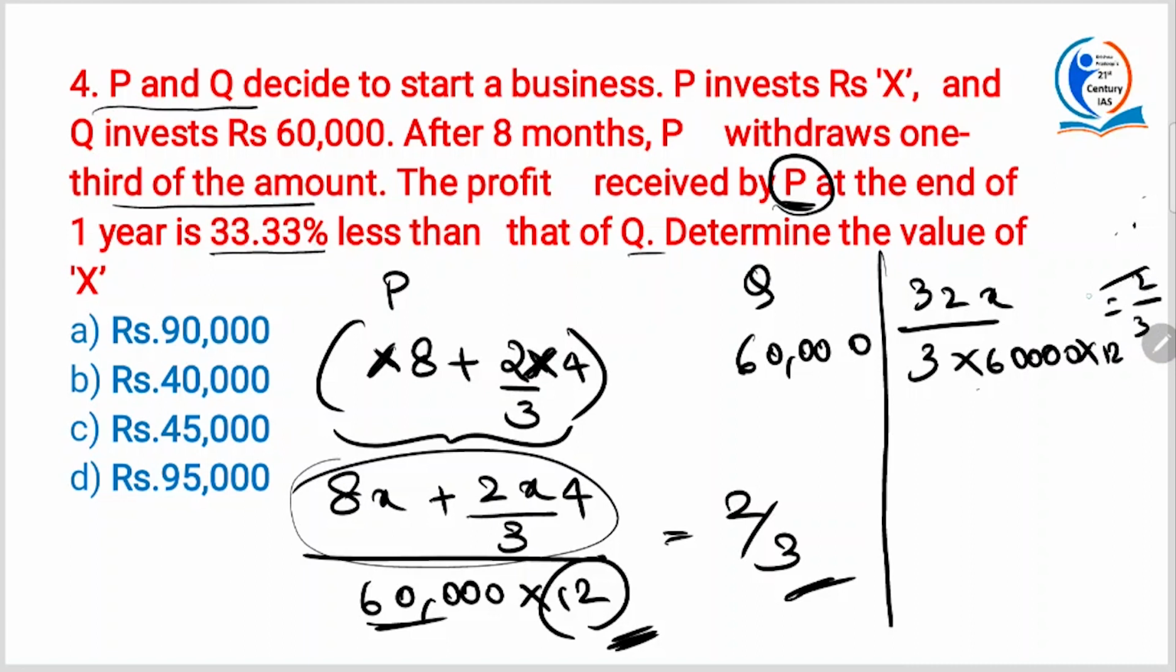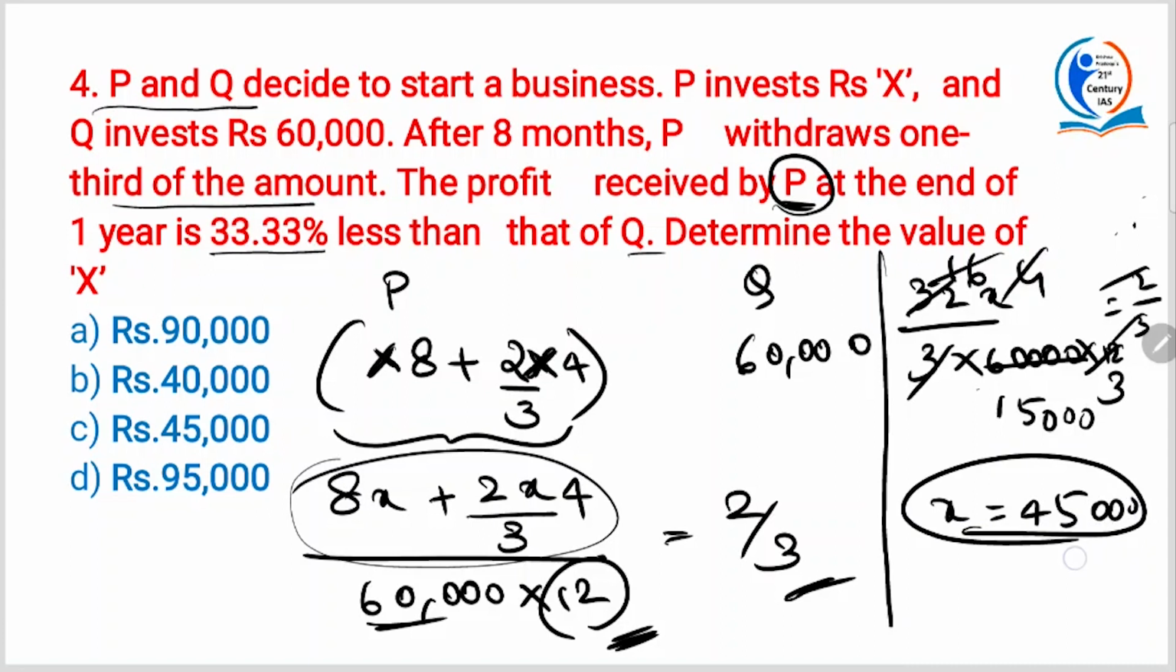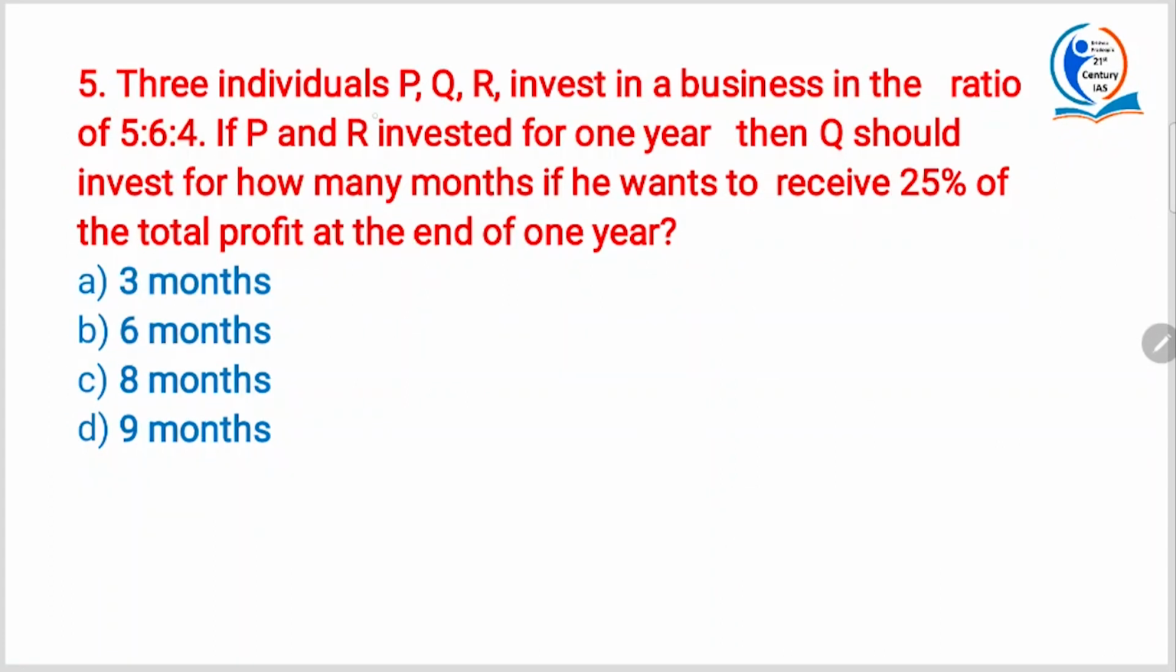Alright, so 2 1s are 2, 16s are 3 1s are 3, it's gone. Okay, now 4 4s are 4, 3s are 4, 1s are 4, 15,000s are. So x is equal to 45,000. Alright, so they had asked the x value, right? So it is 45,000.